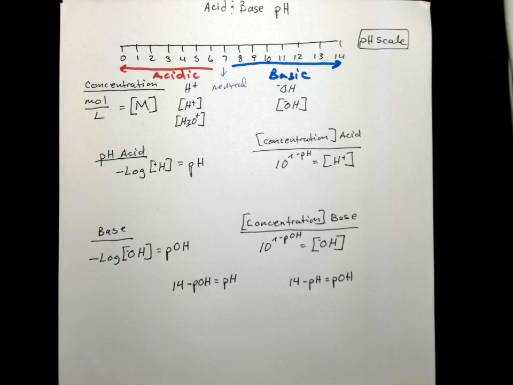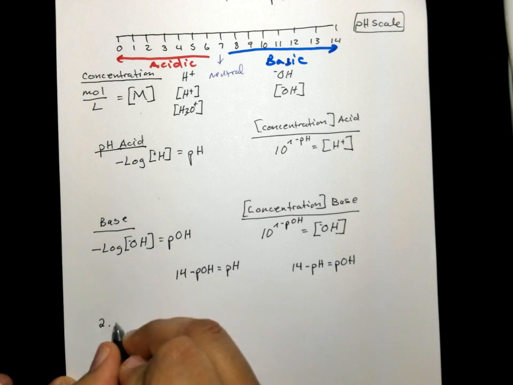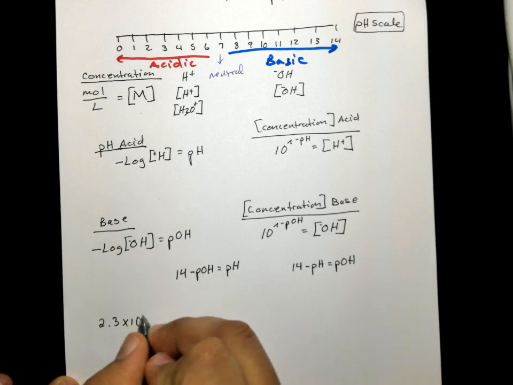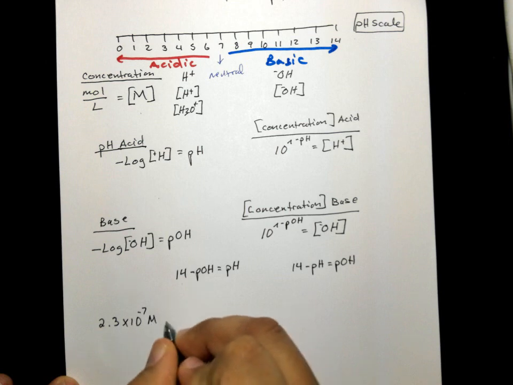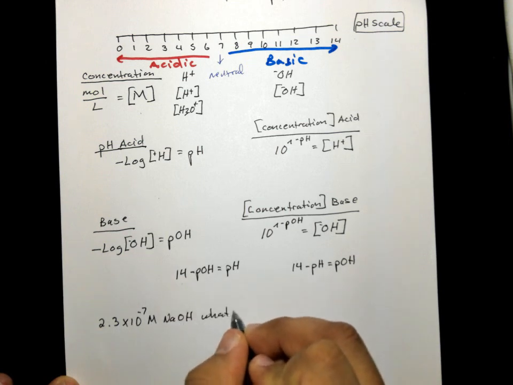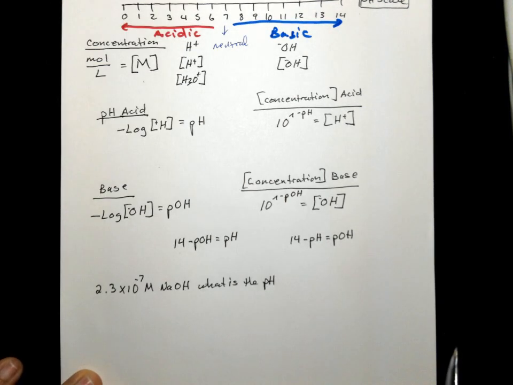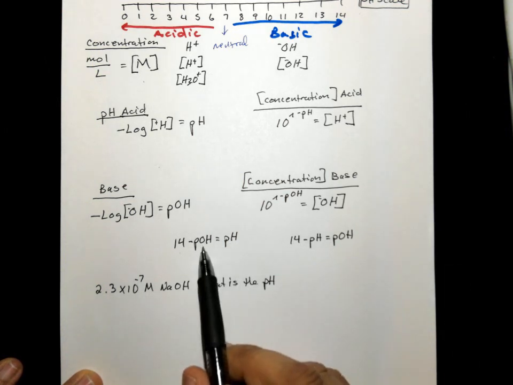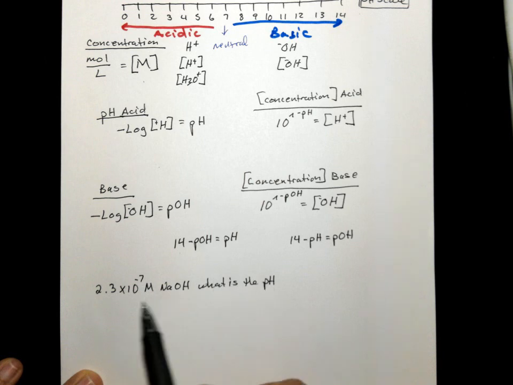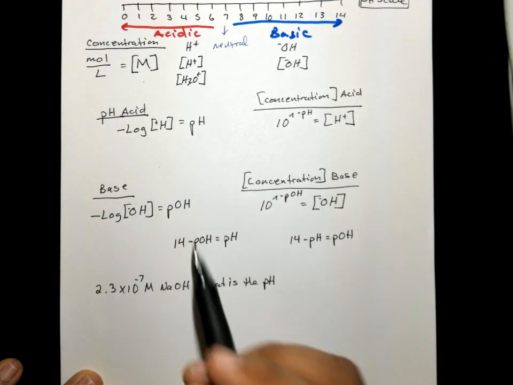Last time we talked about a concentration. Let's do this example again. If I have 2.3 times 10 to the negative 7 molar NaOH, what is the pH? So what I would do is, okay, I got to find pH. Well, to find pH, what do I have to have first? Well, you need pOH. So I got to find the pOH first. So how do I find the pOH? You're going to take the negative log of the hydroxide concentration. So let's do that now.